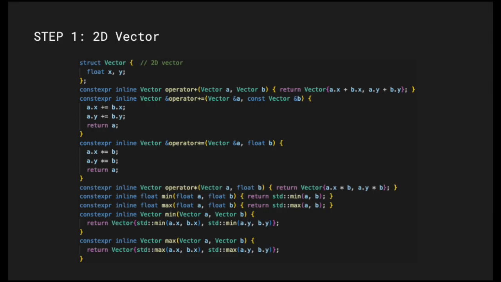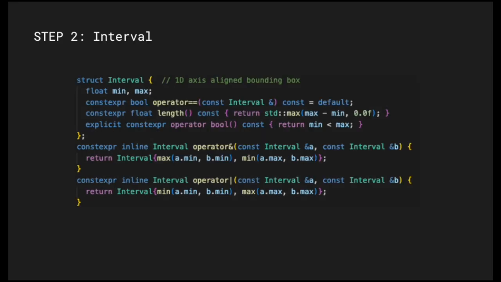Okay, so yeah, I mean, it's physics. You're going to need some vectors. So we're going to start out with some 2D vectors with some usual operations. And then we have a notion of an interval. An interval is basically like a 1D box, right?